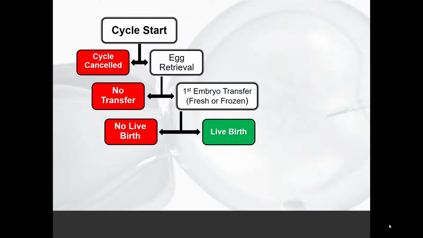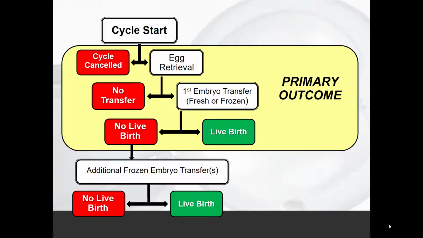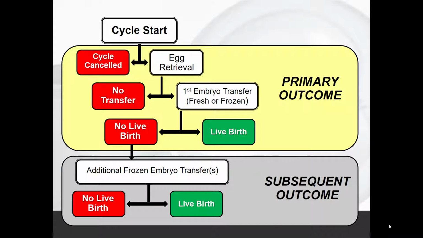The outcome of the first embryo transfer is called the primary outcome. If the primary outcome was negative, but additional frozen embryos are in storage, the patient may return for one or more frozen embryo transfers. The outcome of the additional frozen embryo transfers is called the subsequent outcome.